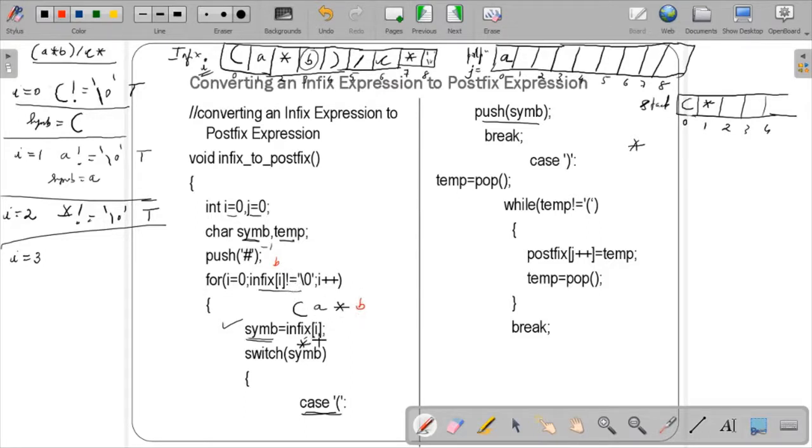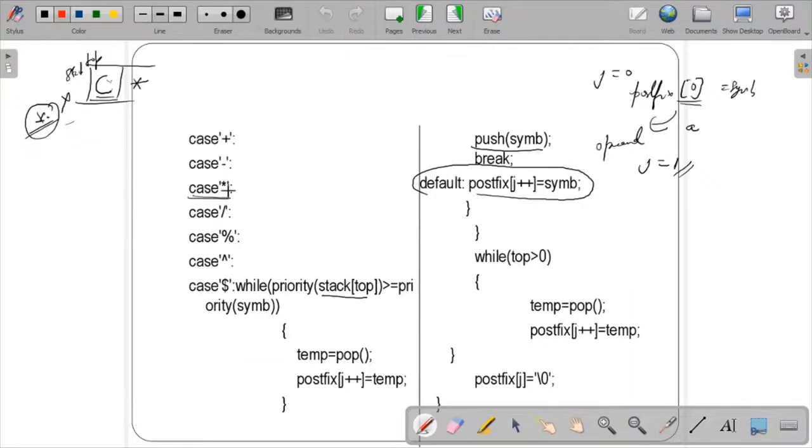So next, any more symbol, infix of I. Infix of I is nothing but having the value B. So B is over here, so sim is equal to B. Now you'll compare with switch B. You know when it is B, it is an operand. It will not go to this particular case, nor to any of these cases. Directly it will come to the default statement.